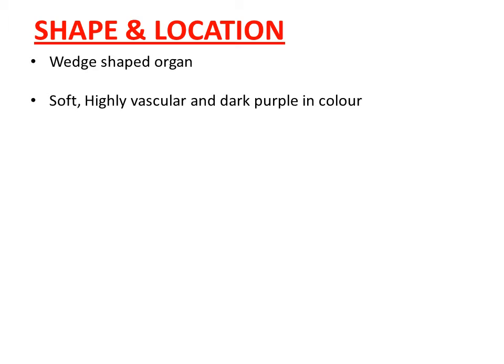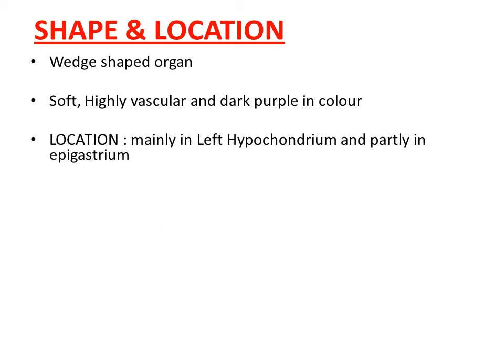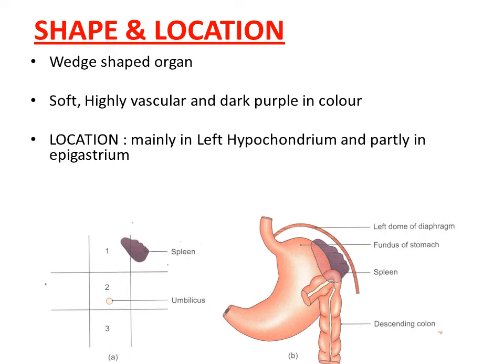After introduction is the shape and location of spleen. The spleen is a wedge-shaped organ. It is soft, highly vascular and dark purple in color, and it is located mainly in the left hypochondrium and partly in the epigastrium. I hope you all know about the 9 regions of the abdomen by this time. See in this diagram, it shows the location of the spleen, mainly in the left hypochondrium and partly in the epigastrium.